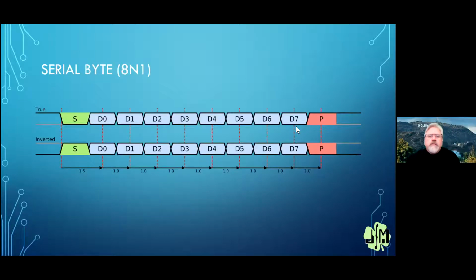Okay, so here's an 8N1 serial byte. The top line is true mode. I'm trying to find my cursor. So this level here is at our 3.3 volt level, and this is the mark level, or the idle state of the transmit pin.